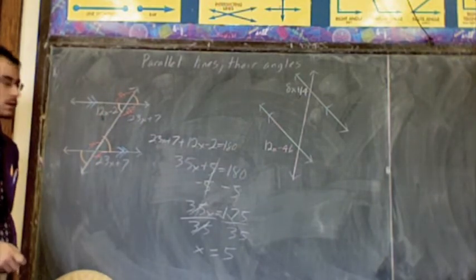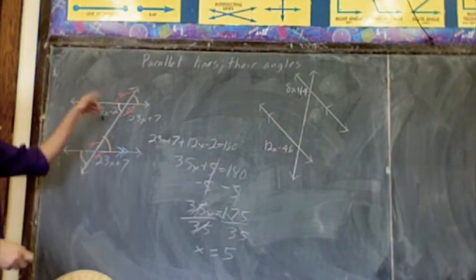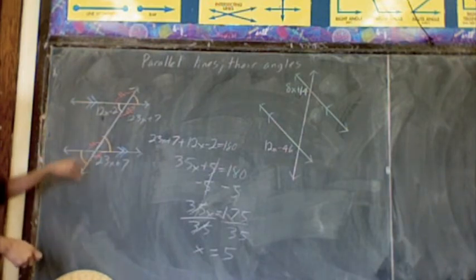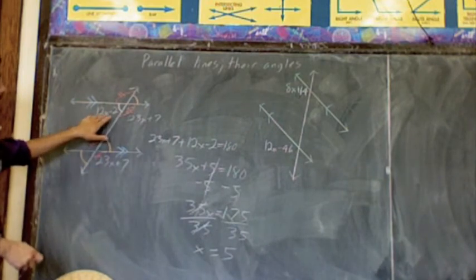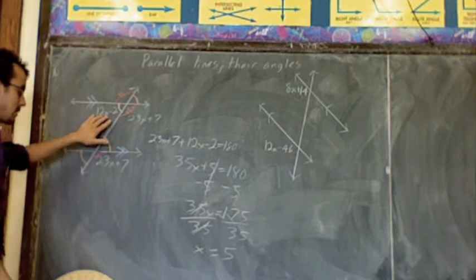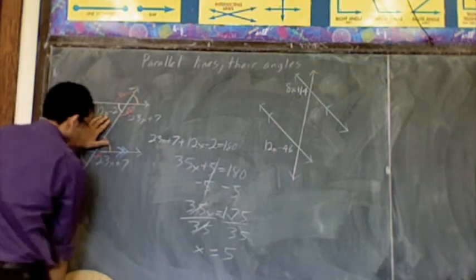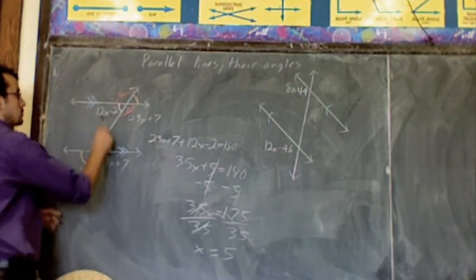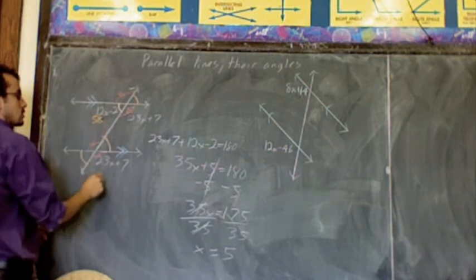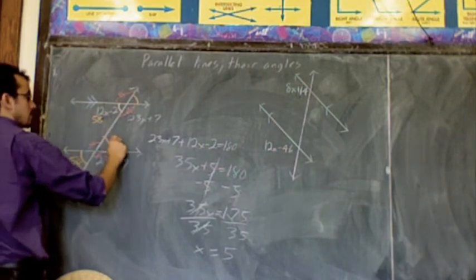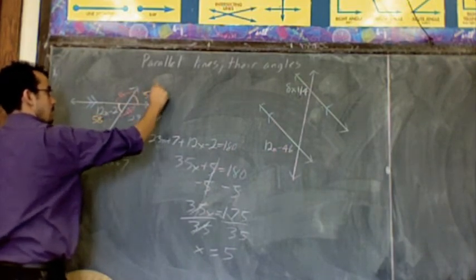Yeah, x is 5. So if you went back in and plugged this in, all of these would work. Let's see. 12 times x, which really means 12 times 5. That means this angle here is 60 minus 2, 58, sorry, forgot the 2. So this is 58, and this is 58, and this is 58.